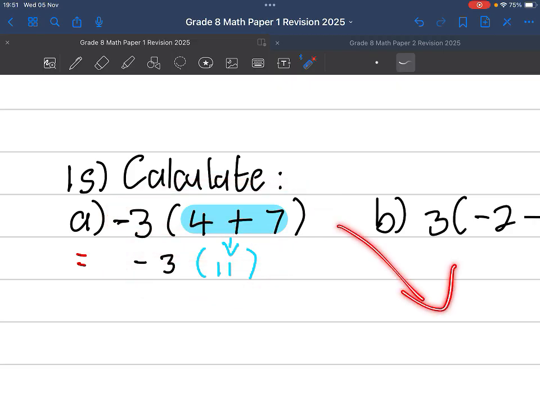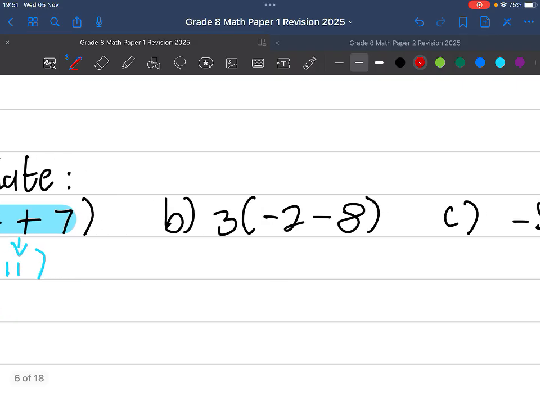I'm not going and doing it there. I'm not going to do it there. So keep it going downwards. That allows you to track any mistakes. Next, we have brackets. Brackets means multiplication. -3 times 11 is going to be -33. And that sum is done. Simple as that. Our next one.